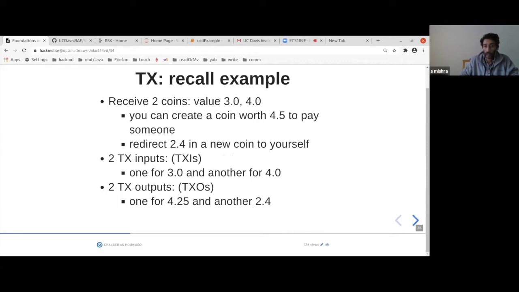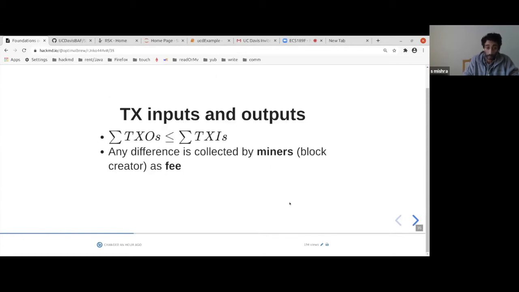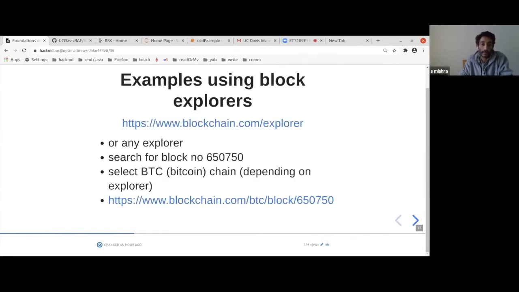Here's an example back again. 2 inputs, 3 and 4. So those are 2 coins, one coin containing 3 Bitcoin, another containing 4. And there are 2 outputs from the transaction, 4.25, I pay to someone, 2.4, I redirect to myself. So I've mixed these 7 coins together within the transaction and created 2 new coins, one for 4.25, another for 2.4. The residual goes to the miners as a transaction fee because these add up to less than 7. The only requirement is that the sum of all outputs has to be less than the sum of total input transactions, and the difference is collected by miners as a fee.